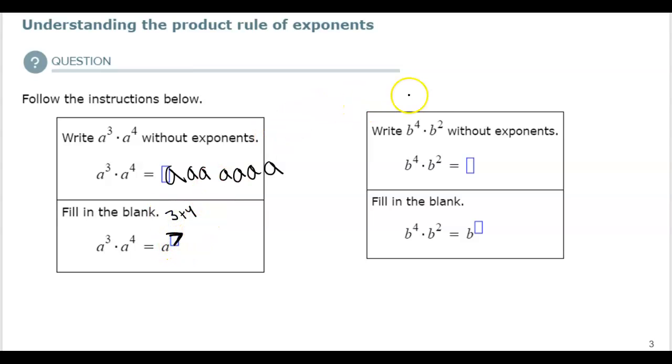I want you to pause the screen and do this one on your own. So write out all your b's and then add them and see how many you have. So pause your screen, do that. We have 4 b's and 2 b's, which gets us 6 b's total.